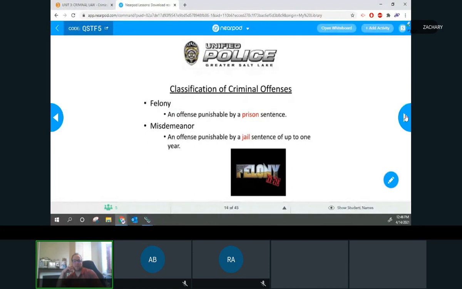Classification of offenses, okay? We already kind of went over these before. Any type of felony that you commit, you would be going to prison, which is longer term. A misdemeanor is usually punishable by a jail. So jail is short term, okay? And it's up to 1 year. If it's anything over 1 year, then you're going to go to prison.